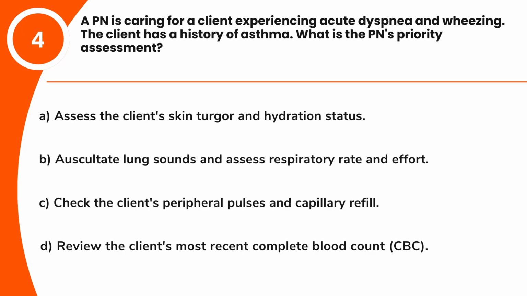Question 4. A PN is caring for a client experiencing acute dyspnea and wheezing. The client has a history of asthma. What is the PN's priority assessment?